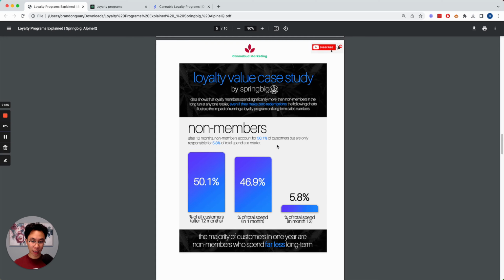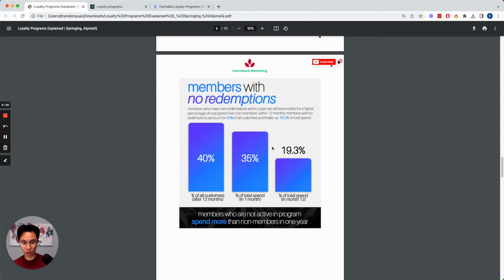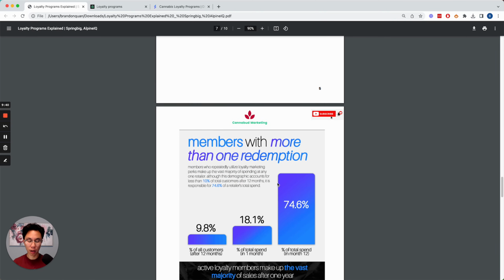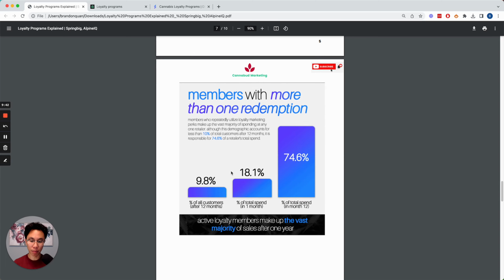So based on this case study, again, in a vacuum, what I would do if I was a dispensary owner is, how do I get as many people to sign up for this loyalty program as possible and also make redemptions? Because we're getting multitudes more of sales based on the members that have redemption. So you need to now focus on this 10% of customers because they provide you 75% of sales.